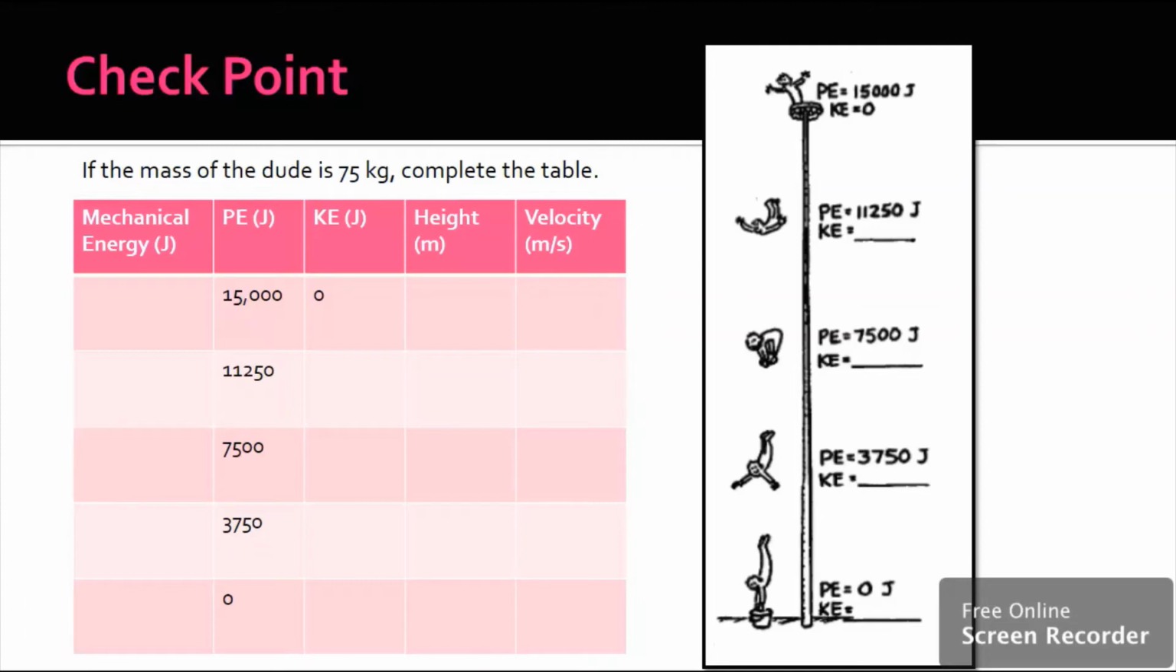The same idea for velocity. The kinetic energy equation is written on the sheet, and it's 1/2 mv squared. The mass is always 75 kilograms. The energy is what you filled in on the table, and then you can work to solve for v. Now that's a little trickier with the math. If you look on the second page of the worksheet, I walk you through that math of solving for velocity when the equation is KE equals 1/2 mv squared. Okay, on to the next slide.